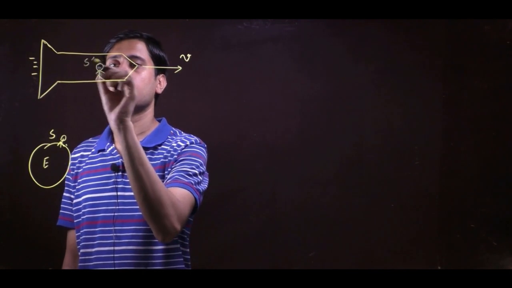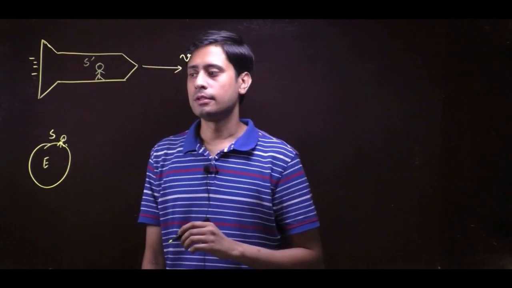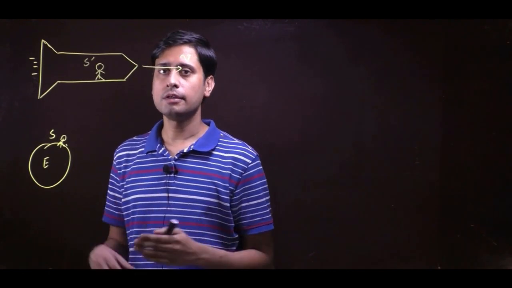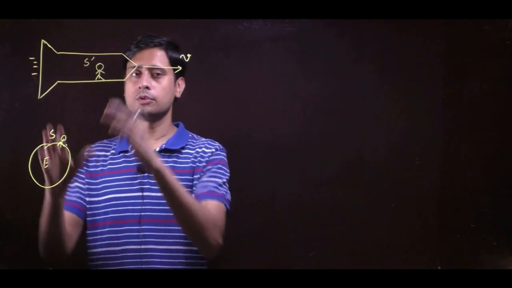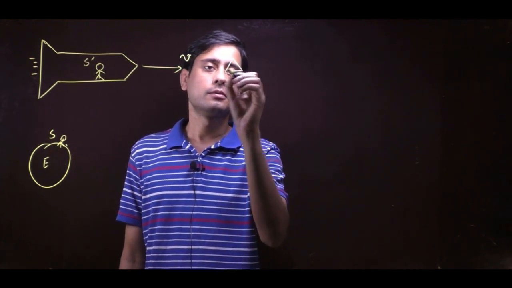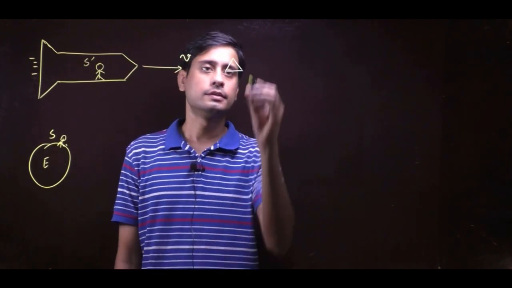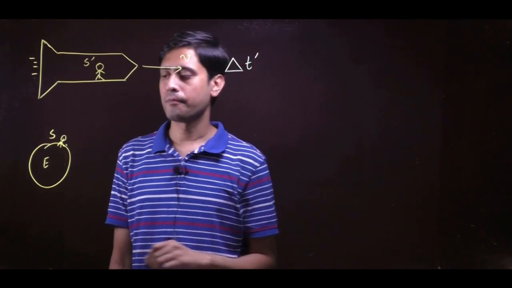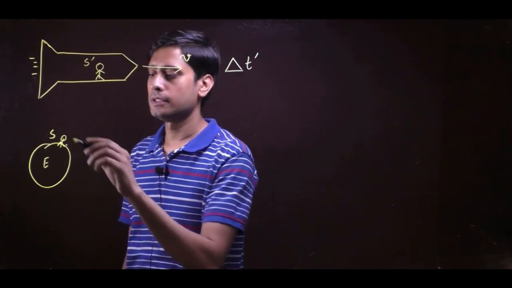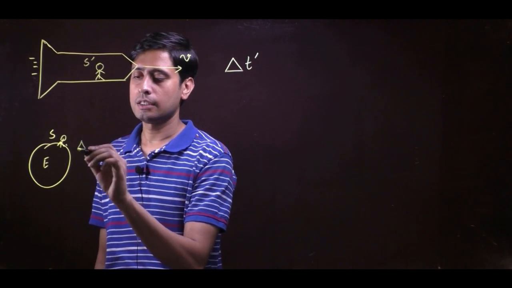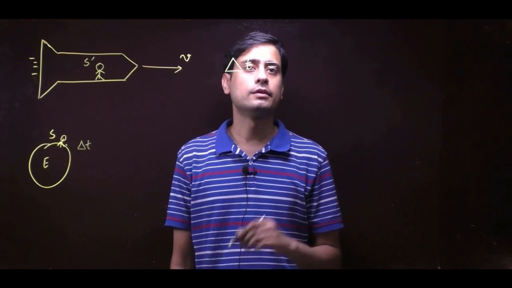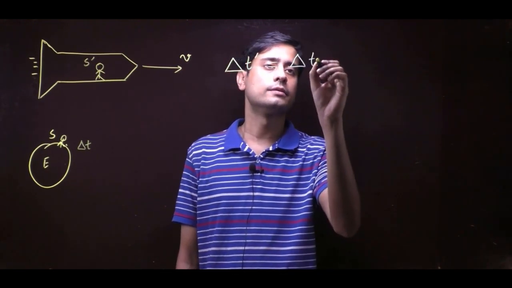This is S prime. Now you know what time dilation suggests, that the time interval elapsed with respect to the two observers will be different. So the time elapsed in this frame is delta t prime, and the time which is measured by this person on Earth is delta t. And from the last lecture you know that this delta t prime is related to delta t by this formula.